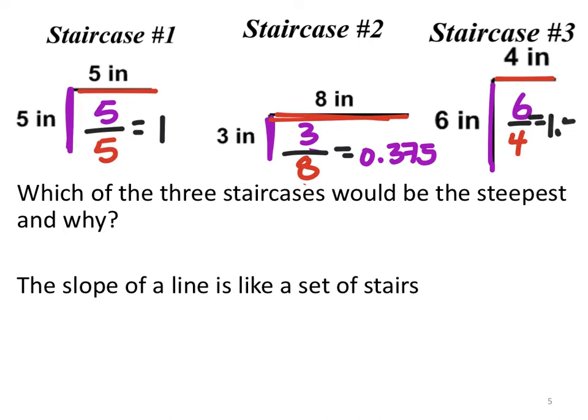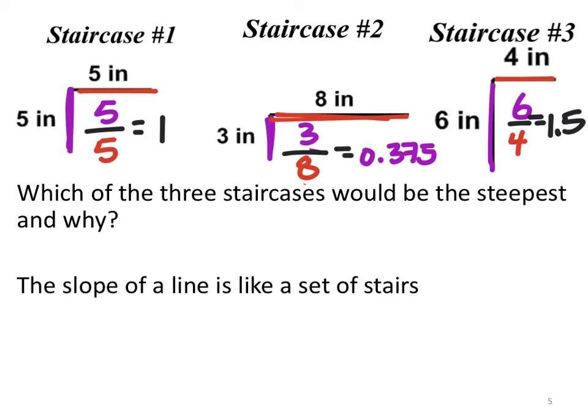as a decimal. I'm using the decimals just because it's a little bit easier to compare. We don't have to find common denominators. But we see that 1.5 is bigger than 1, and it's also bigger than 0.375. So that's why it's bigger.